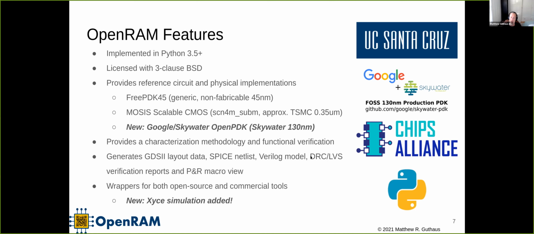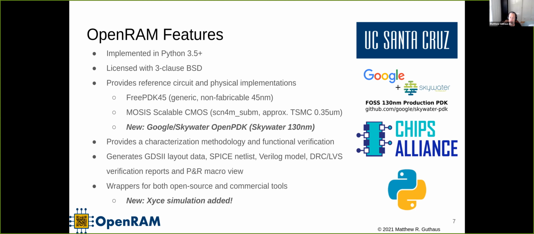And then we provide a number of things that wrap around memory design. We also provide a characterization methodology of memories and functional verification. So this uses backend SPICE tools. I've actually upgraded this to use SICE, the highly parallel SPICE simulator, recently with the support of Eric Kiter. And that's pretty exciting. It's very fast. And then we also do a lot of the general file formats, so GDS, SPICE, Verilog, reports, and so on.